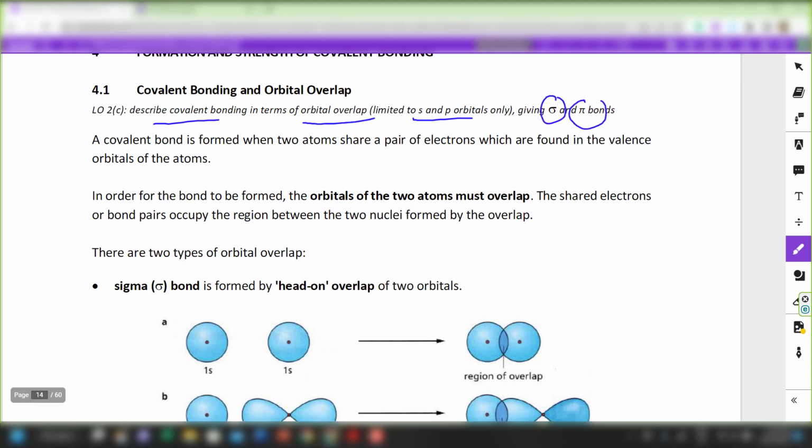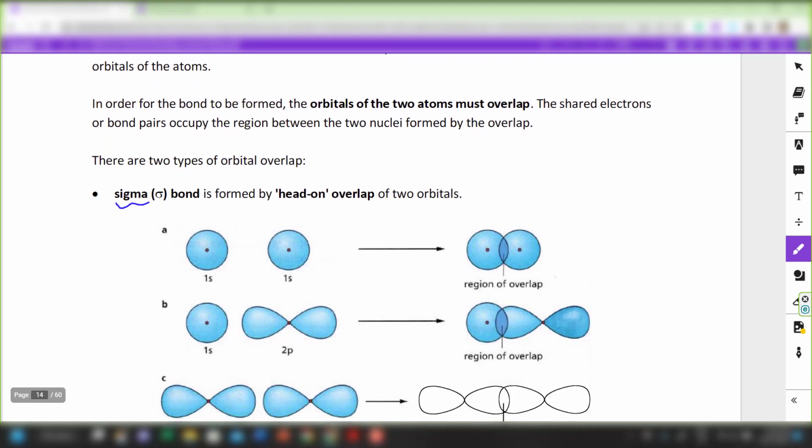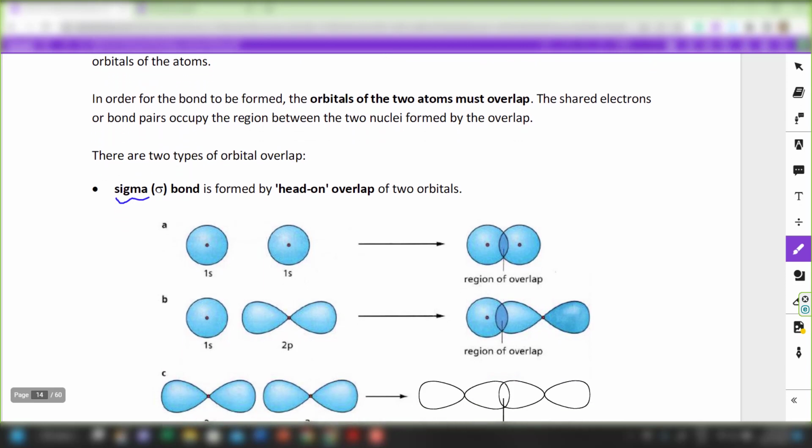Okay, so the sigma bond, sigma is spelled S-I-G-M-A. The sigma here is a Greek letter, and of course the pi is a Greek letter as well. Okay, so over here you need to describe what exactly a sigma bond is. For bond formation, for covalent bonding, the orbitals of the two atoms must overlap. So this is the key criterion you need to be aware of.